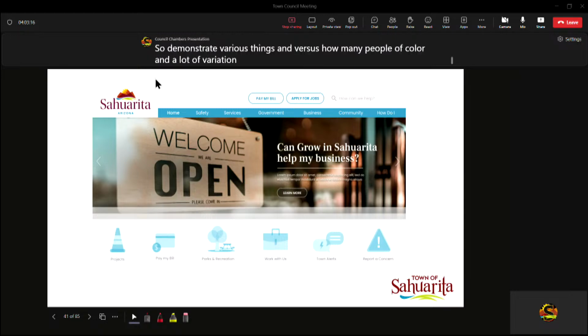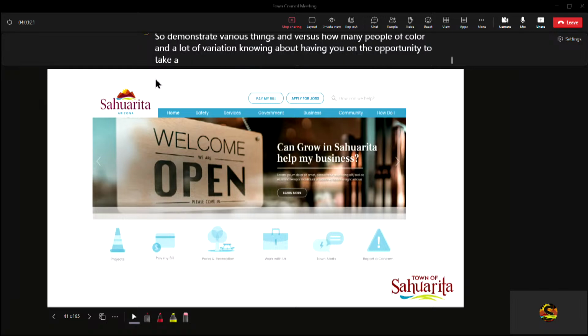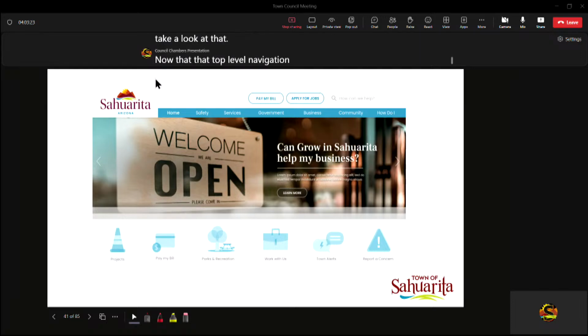And then again, having the opportunity to take a look at that top level navigation. The blue line is really our key audiences. We want them to have a place to start. So each of those will be a brand new page that then helps them sort through their needs at that point.